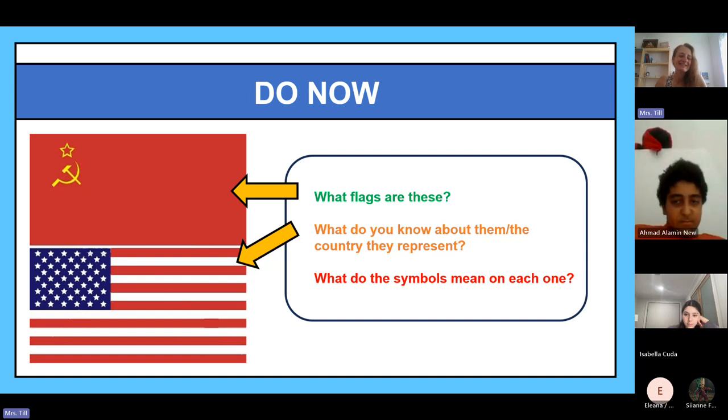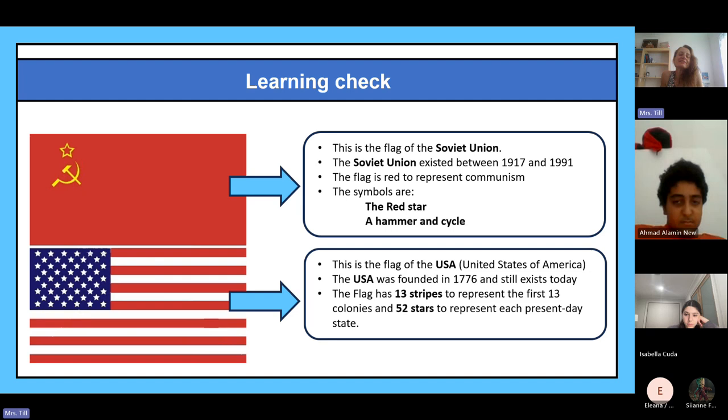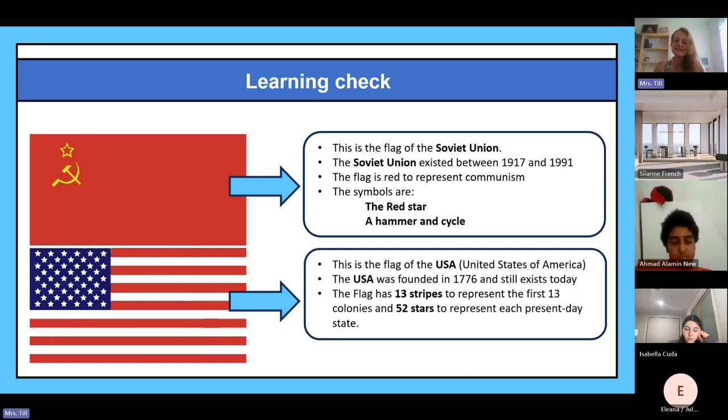Right, so if we just have a look at our next slide, lovelies, what we have is the Soviet Union. So Ahmed was correct, well done. And it existed between 1917 and 1991. And it is red to show the star and the hammer for communism. And we're going to think about what we mean by communism in a second. We then have, as you've just said, Sienna, the American flag, so awesome. And founded, so it started in 1776, 13 stripes, because there were 13 colonies when it first got put together. And then we've got 52 stars, because each of the stars represents one of the states that are in America.